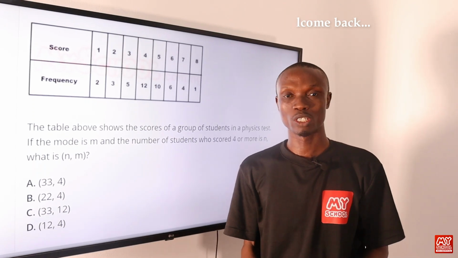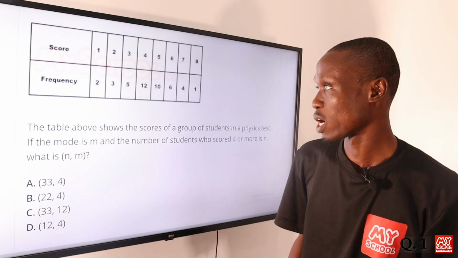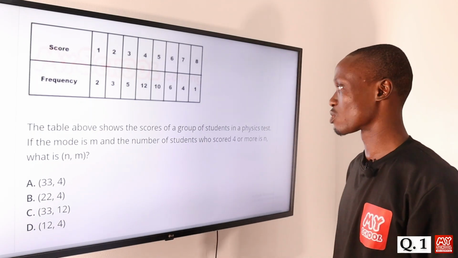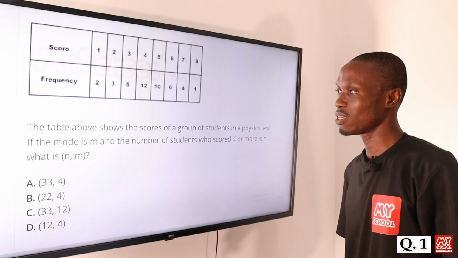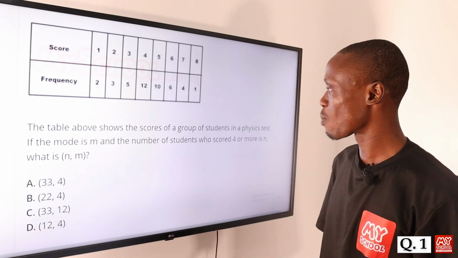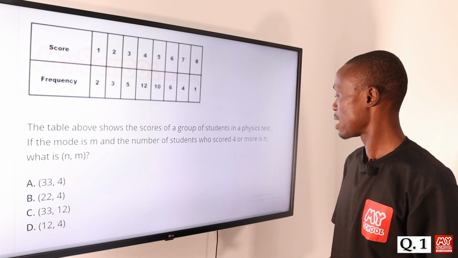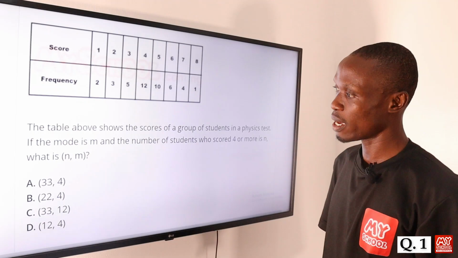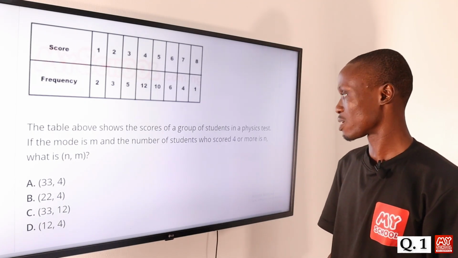In today's video, we shall be solving questions 1 to 25. So let's kick off with question 1. The table above shows the scores of a group of students in a physics test. If the mode is M and the number of students who scored 4 or more is N, what is N, M in bracket?